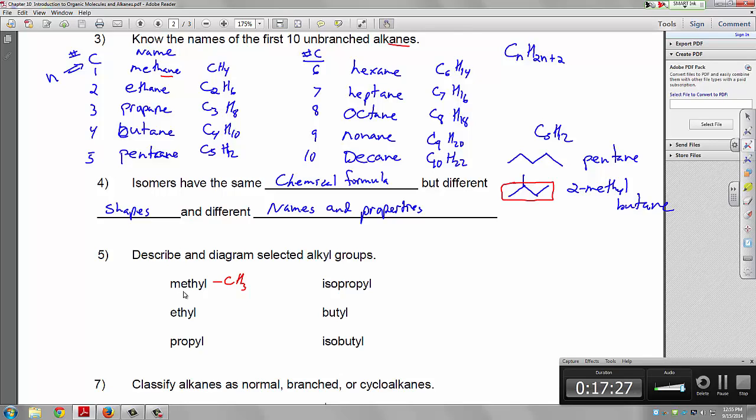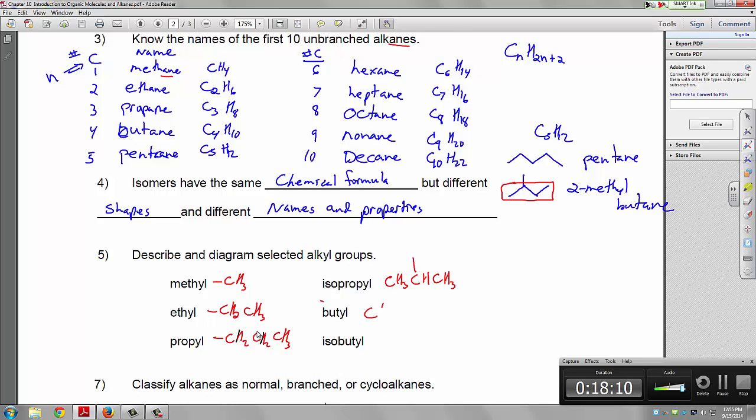That would be a CH3. And ethyl would be a CH2 CH3. Propyl, 3 carbons, CH2, CH2, CH3. Now with propyl, you notice I have this bond here. That would be what we stick onto the main chain, but this bond could either be on one of the end carbons, which are indistinguishable from one another, so it doesn't matter if I have this bond joining the main chain on the left or the right, those are the same, but I could also have it in the middle, and so we have this guy, and that is the isopropyl group.